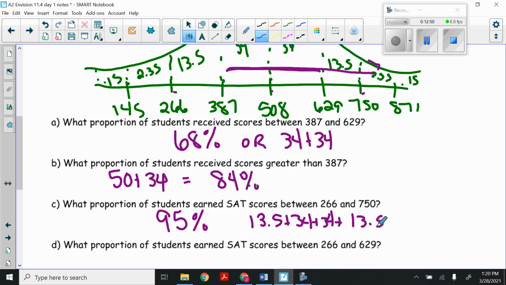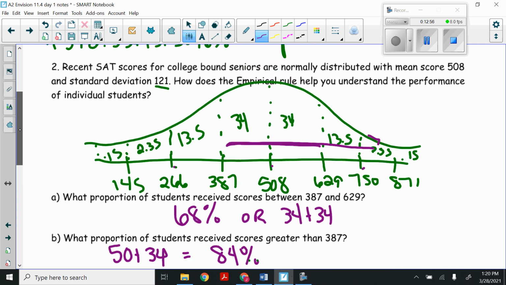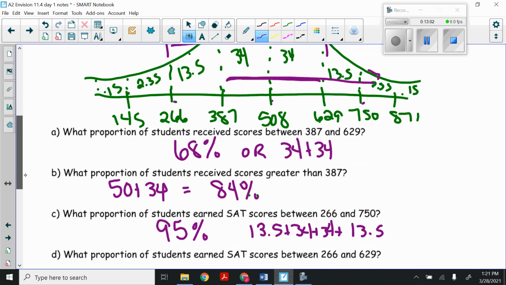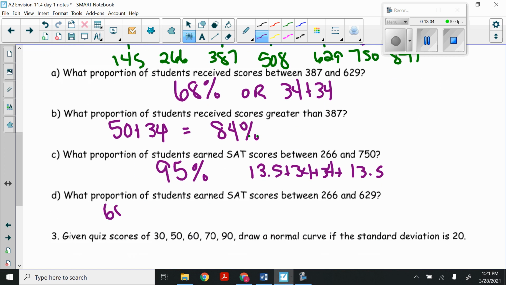And then finally, what proportion of students earned SAT scores between 266 and 629? So 266 and 629. I'm going to add those up. So I've got the 34, 34, so 68, plus 13.5, which gets us 81.5%.